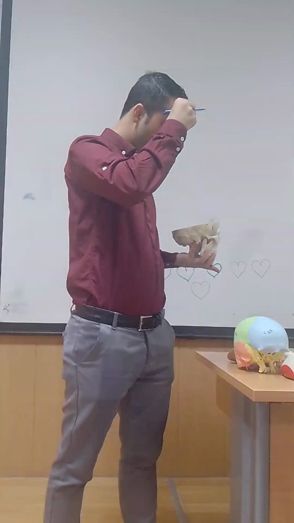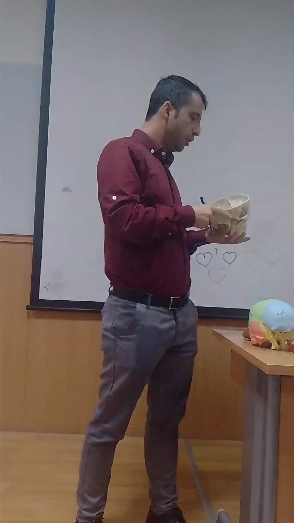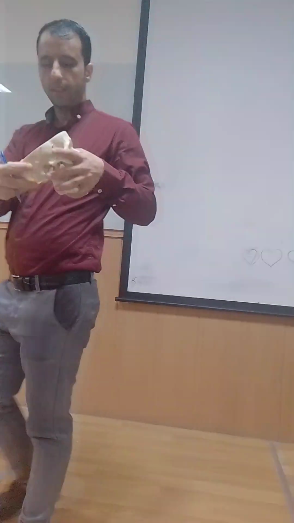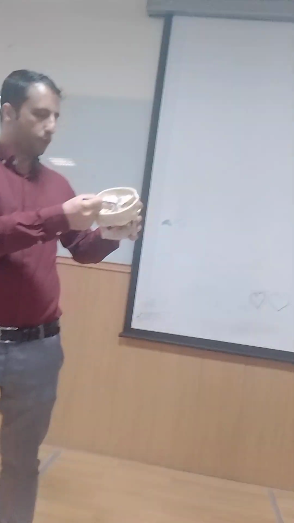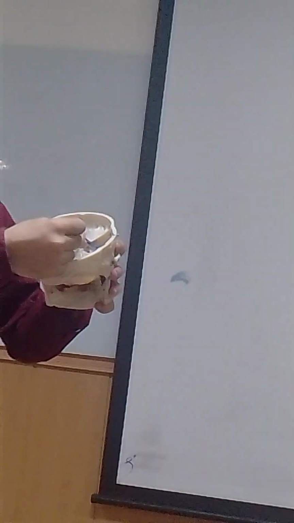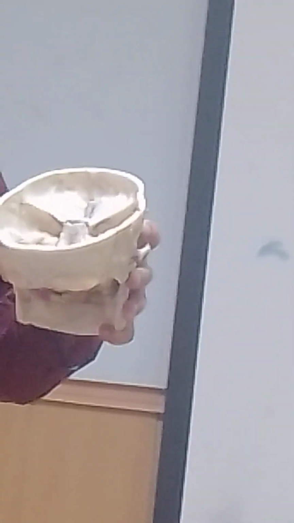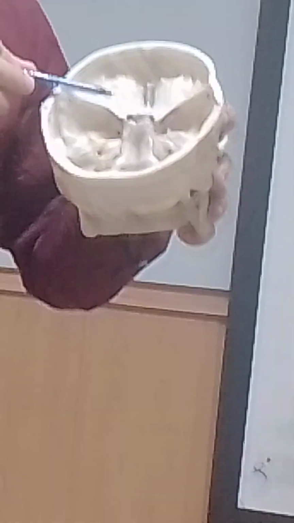It was the temporal bone, the petrous part of the temporal bone. Another bone is the sphenoid bone. See, the sphenoid has the body, lesser wing, and greater wing. The body has this feature.